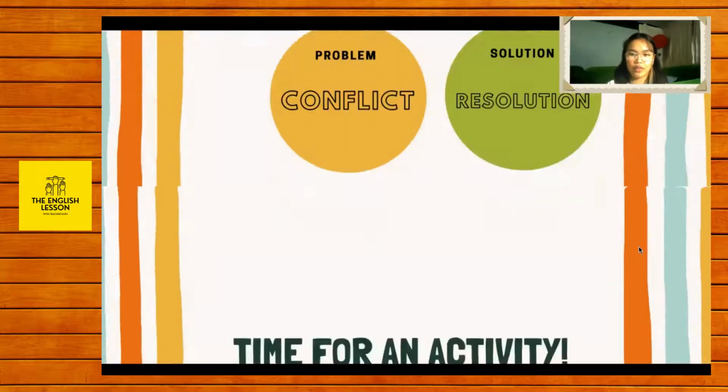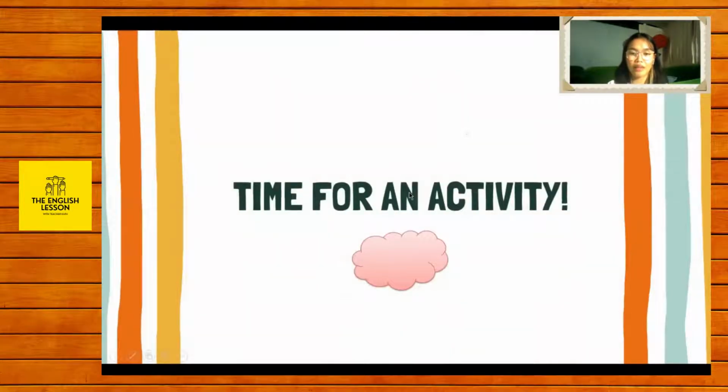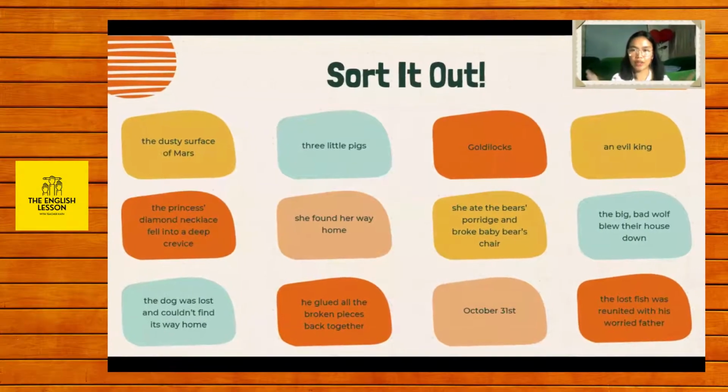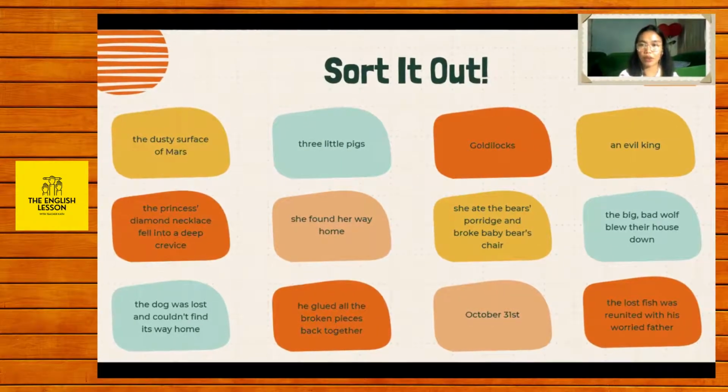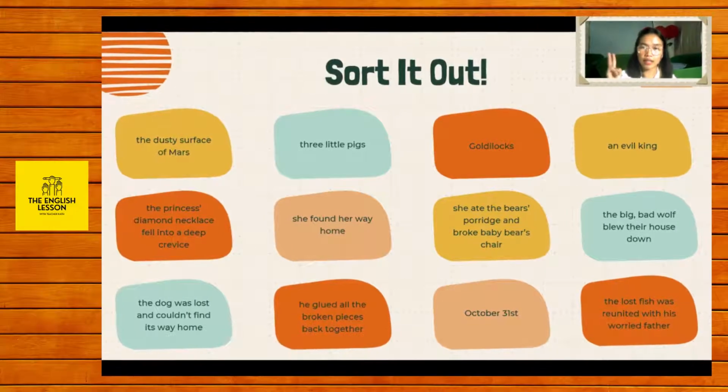Okay, so that's it for our review, and now it's time for an activity. So let's sort it out. Now we will be determining if the statement is under the character, the setting, the problem, or the solution. So there are statements here. The first one on the line is the dusty surface of Mars.